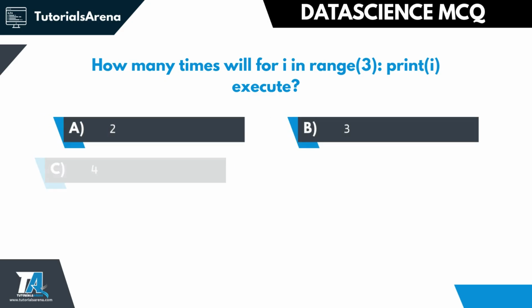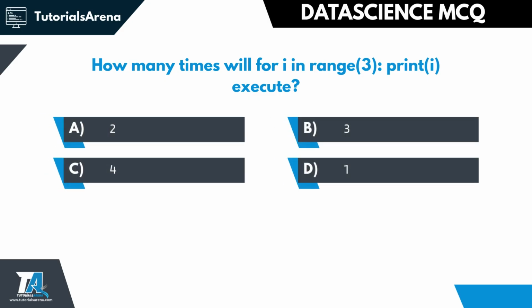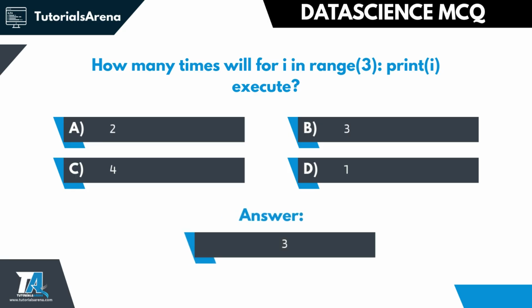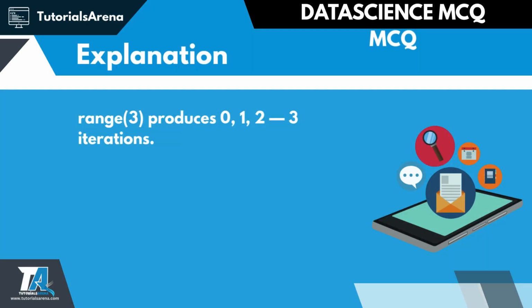How many times will this execute? The answer is option B, 3. Range produces 0, 1, 2, so 3 iterations.